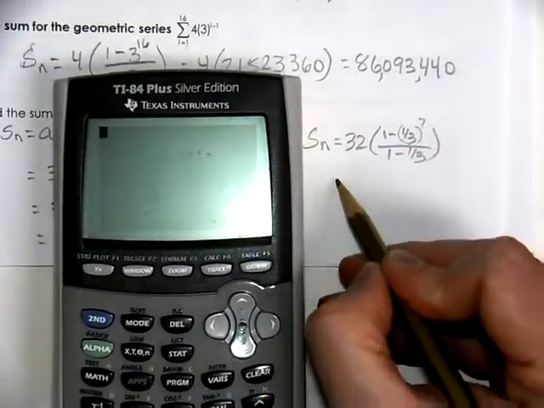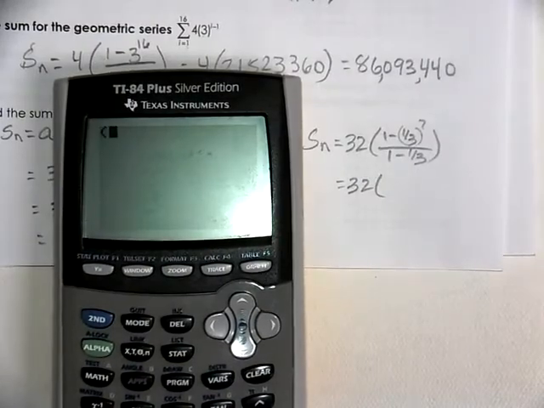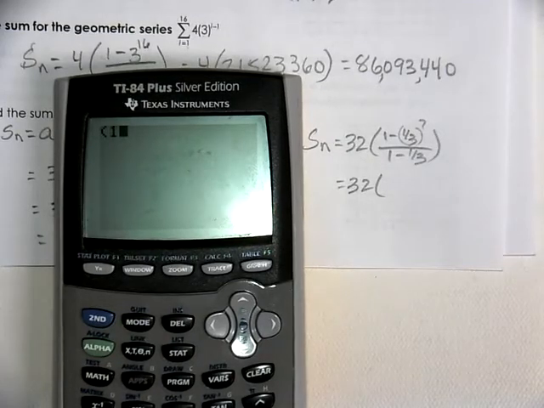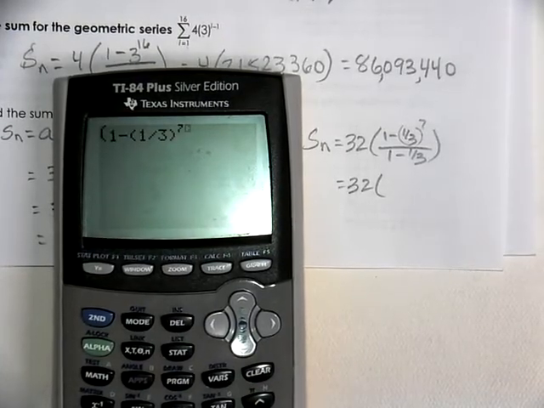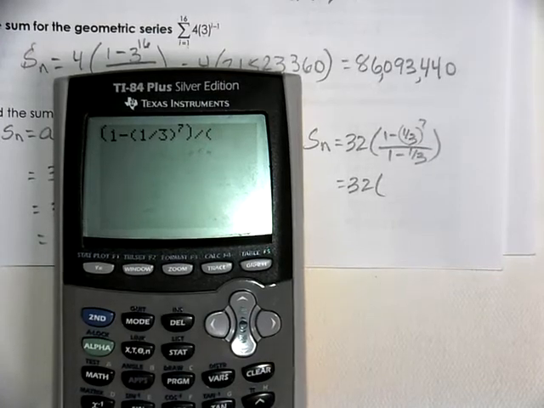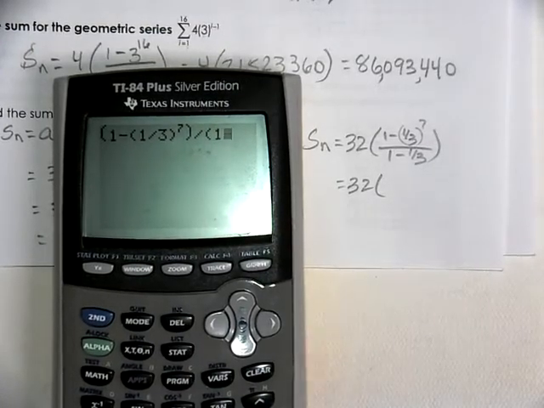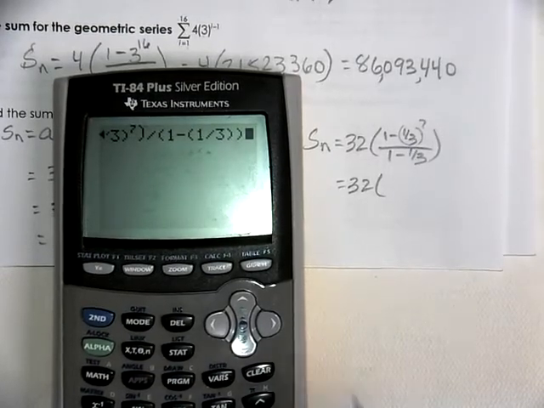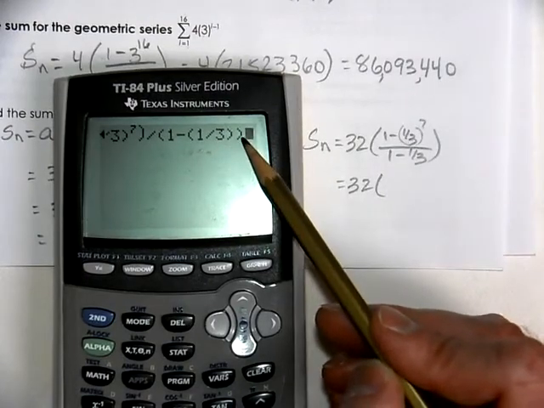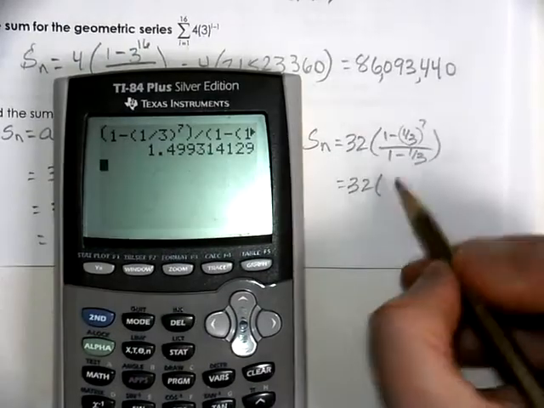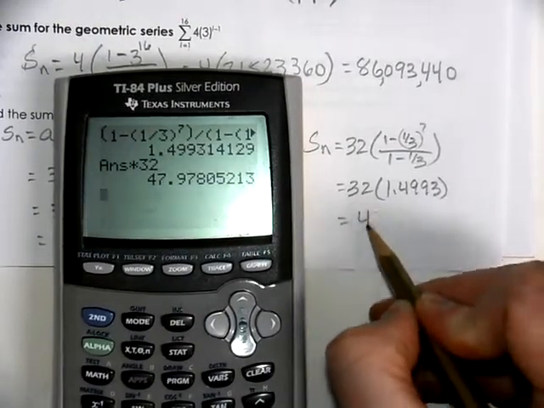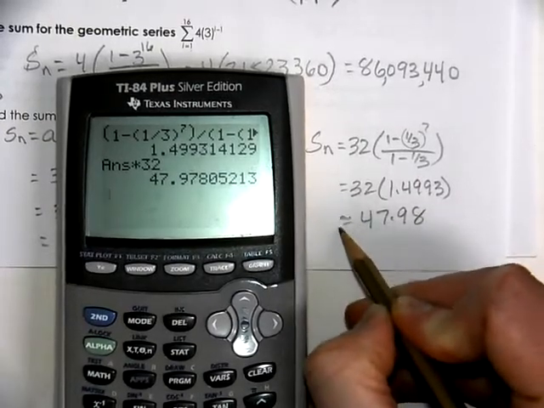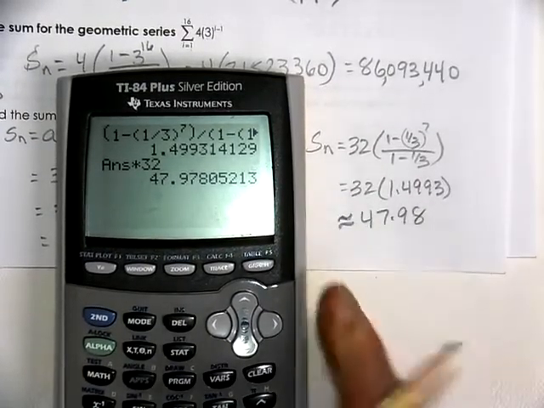We plugged our numbers into our formula. This is going to be 32 times, use a parenthesis around the numerator, 1 minus, and I always like to put parentheses around my fraction, 1 divided by 3 to the 7th power, because that allows you to raise it to the 7th, and that is your numerator. Divided by your denominator, you've got to use a parenthesis, 1 minus 1 divided by 3, close the parenthesis for the fraction, and then close the parenthesis for the denominator. And we have 1.4993. And we times that by 32 to get 47.98. This is an approximated answer, so it's kind of fun to use the approximated symbol.